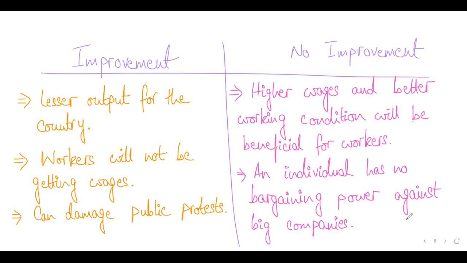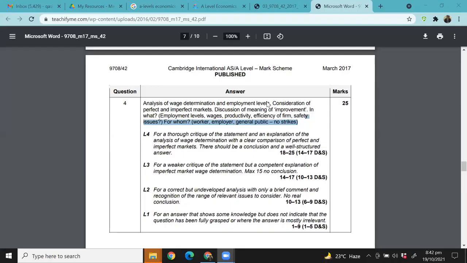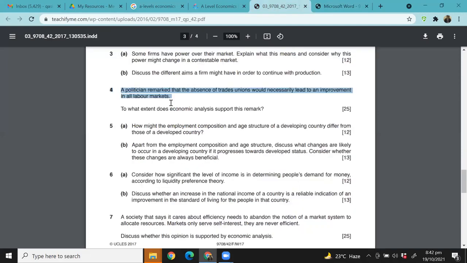So first of all, let's do a quick recap. Let's look at the question one more time, and then we'll do a recap and then move to the next question. The question over here was saying, have a look at this. A politician remarked that the absence of trade unions would necessarily lead to an improvement in labor market. To what extent does economic analysis support this remark? 25 marks.